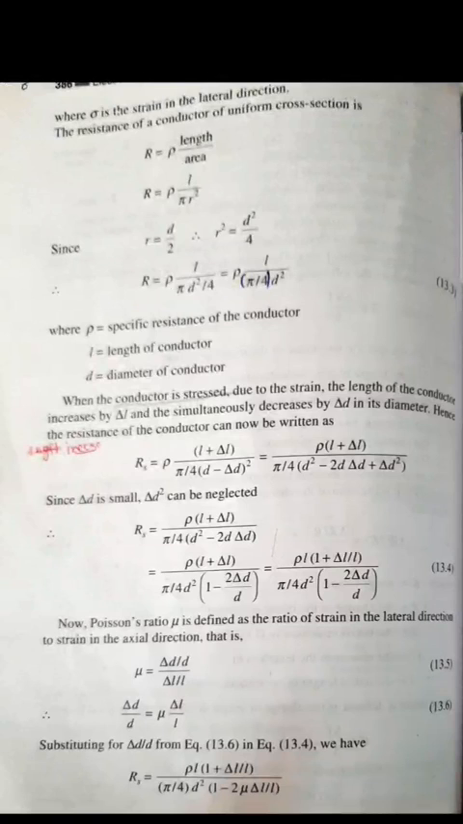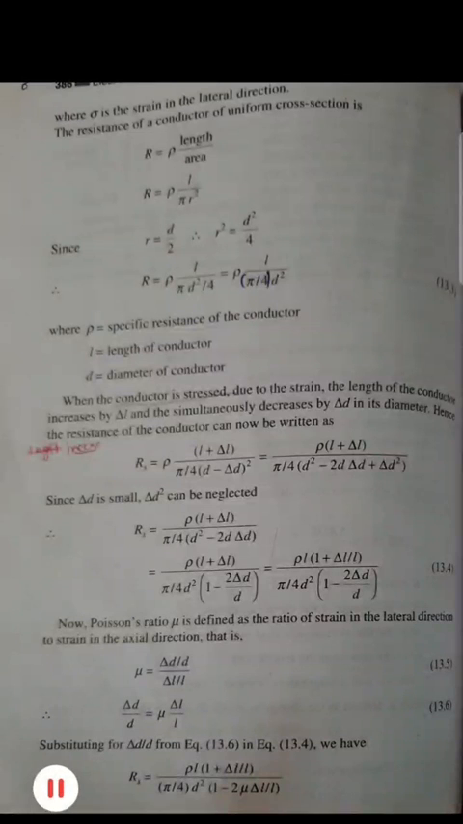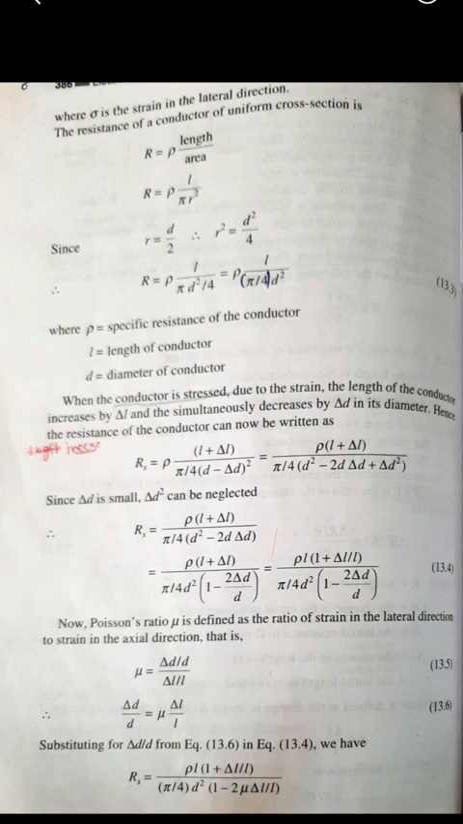When the conductor is stressed, the length of the conductor is increased by delta L and simultaneously the diameter is decreased by delta D, which is written as the equation. In this equation delta D is very small, so delta D square can be neglected, giving equation 13.4. And this equation involves Poisson's ratio.